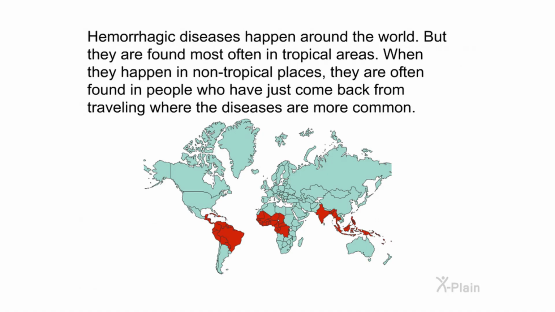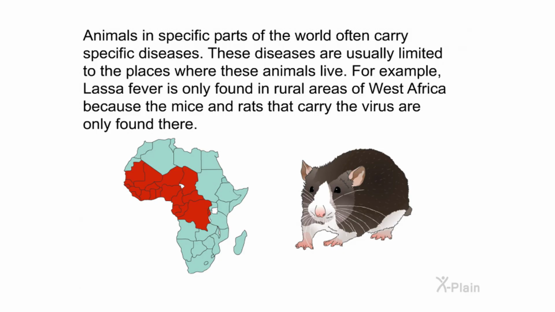Hemorrhagic diseases happen around the world, but they are found most often in tropical areas. When they happen in non-tropical places, they are often found in people who have just come back from traveling where the diseases are more common. Animals in specific parts of the world often carry specific diseases. These diseases are usually limited to the places where these animals live. For example, Lassa fever is only found in rural areas of West Africa because the mice and rats that carry the virus are only found there.